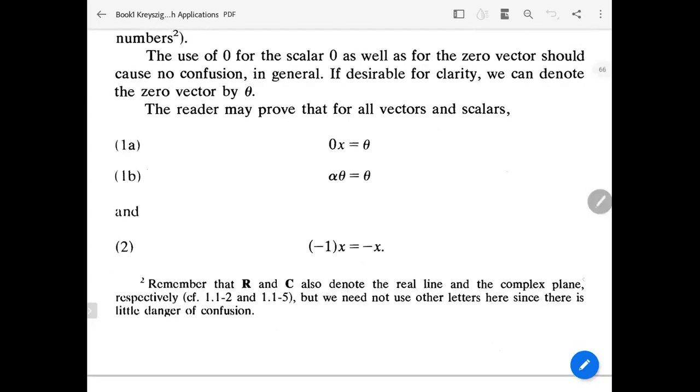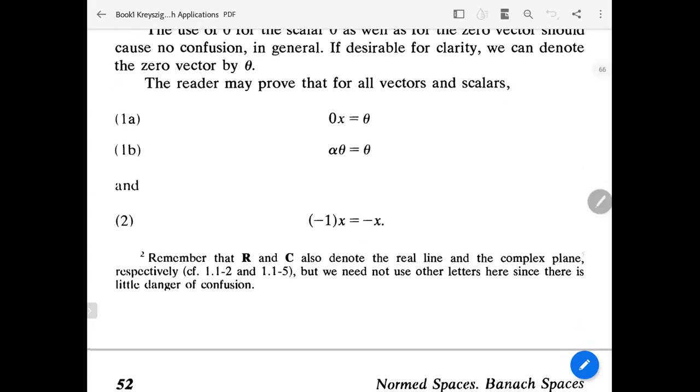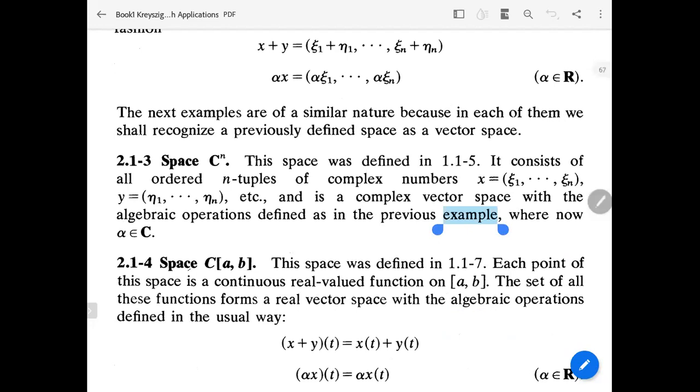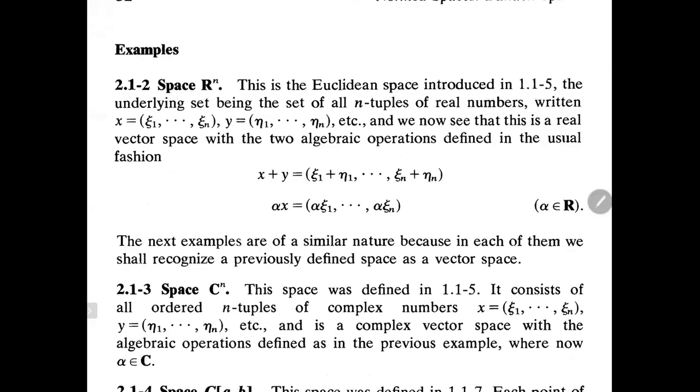So using the properties of scalar multiplication and vector addition, you can have these properties. If you multiply any vector with the scalar 0, you will get a 0 vector. Or if you multiply any scalar with the 0 vector, you will get the 0 vector. And if you multiply -1 with any vector, you will get the minus of the vector. So then you can go through these spaces.